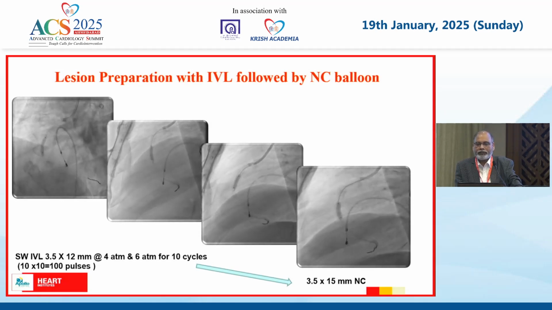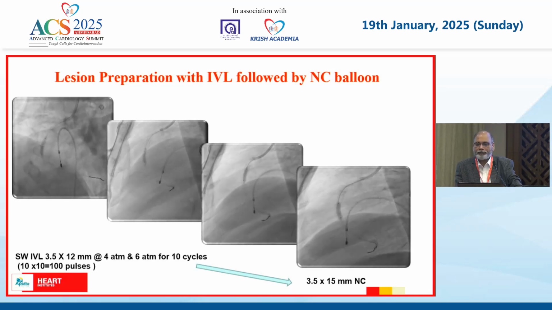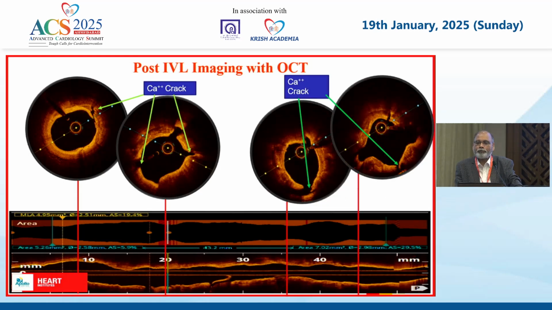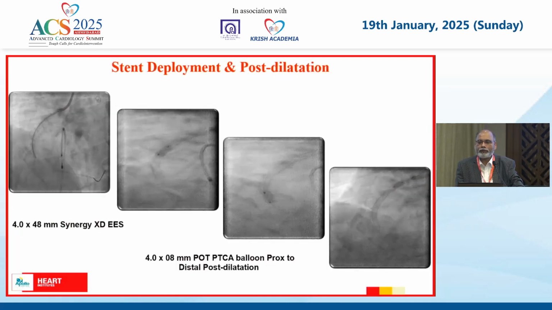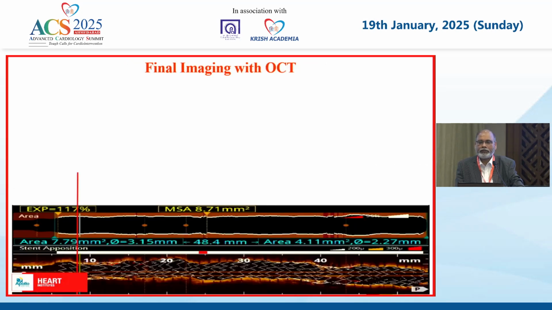Went with an IVL 3.5 by 12, 6 atmospheres, 10 cycles, 100 pulses given, and this is the imaging where you can see the post-IVL cracks. You can see the cracks very well, and this means that you have done the job well, and you straightforward go ahead with the NC balloon and then deploy the stent after the NC balloon. The results will be definitely good.